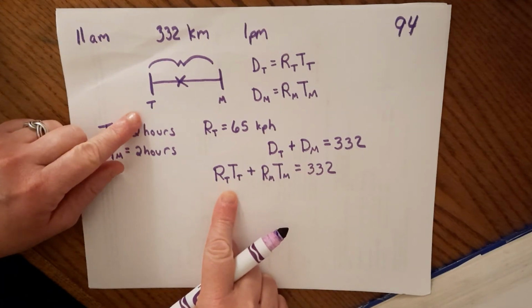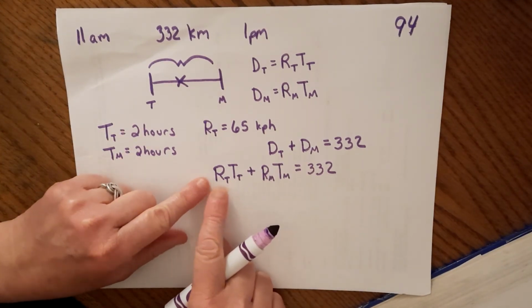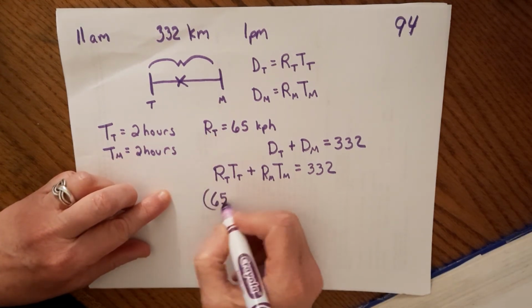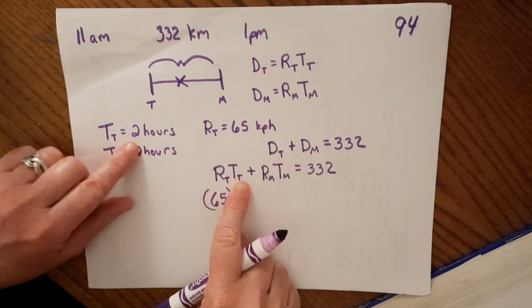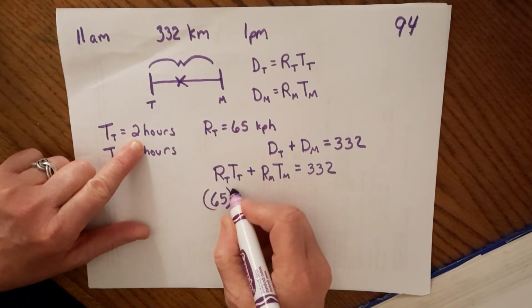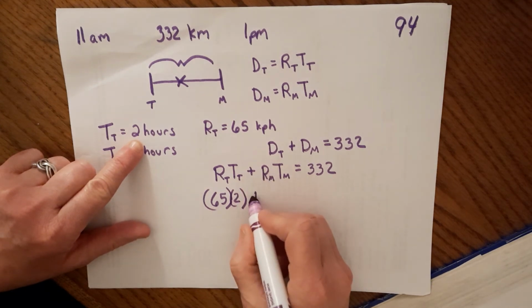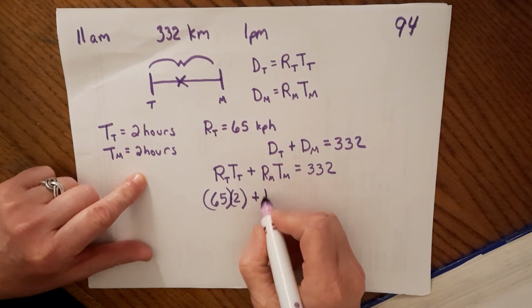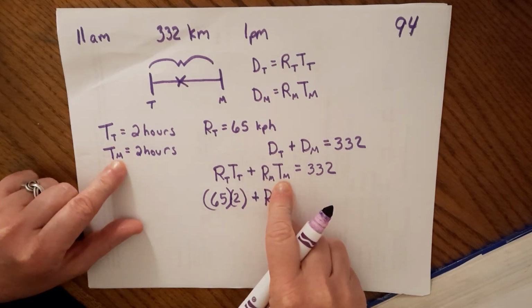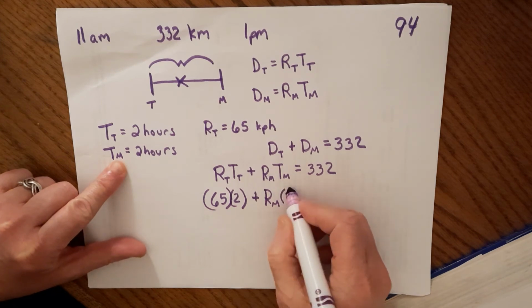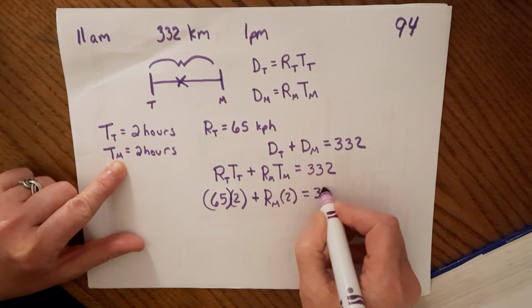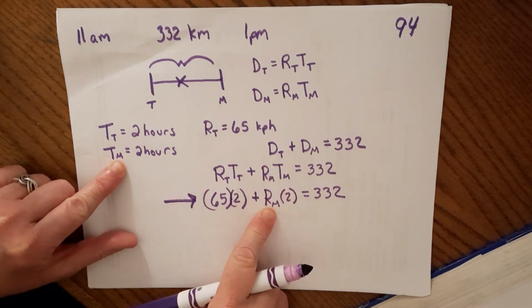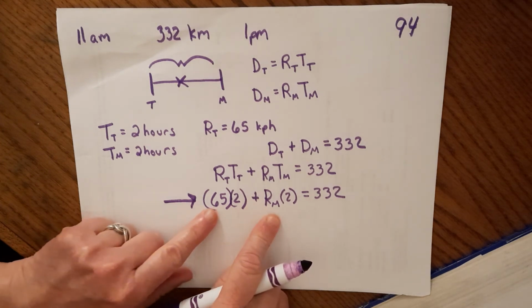So let's start plugging some things in here. We know that the rate of the Toledo train is 65, so we can put that in. We need to multiply that by the time of the Toledo train, which is 2, so we can put that in. We're going to add that to the rate of the Mackinac train, which we don't know, so we're going to leave RM alone. But we do know the time of the Mackinac train, it is also 2. Now we have an equation right here that only has one variable, just the RM. When we get to this point, then we can solve it.